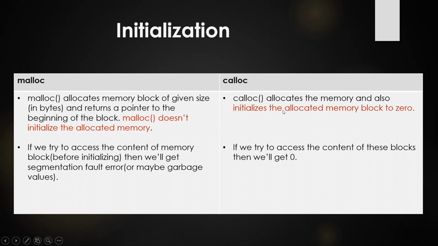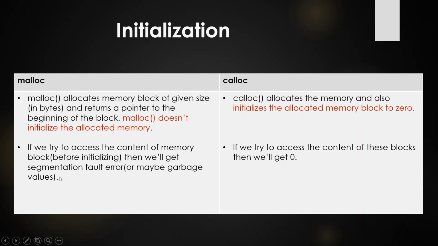It means after dynamic memory allocation using calloc, we initialize to 0, right? Since we are initializing to 0 after dynamic memory allocation, if you try to access this memory, we will get 0 in calloc. But in malloc, after dynamic memory allocation, we are not initializing to 0 anywhere. That's why if you try to access this memory, you'll get a segmentation fault or maybe garbage values.